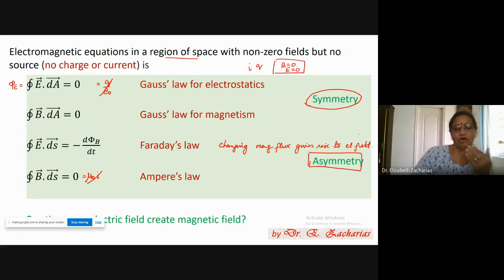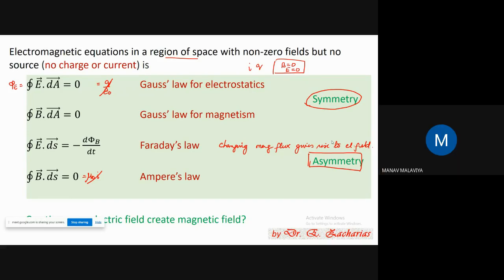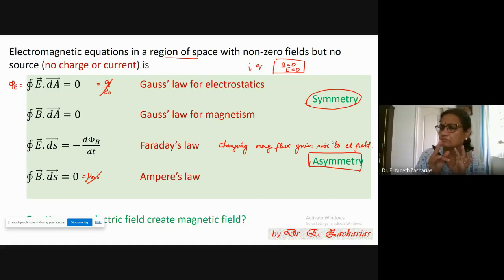If Faraday's law and Ampere's law should look like twins, then let's say you're modifying your Ampere's law to suit your requirement. How would you write that hypothetical equation? How will you write it in English? Changing magnetic field gives rise to magnetic field? Changing electric field gives rise to magnetic field.